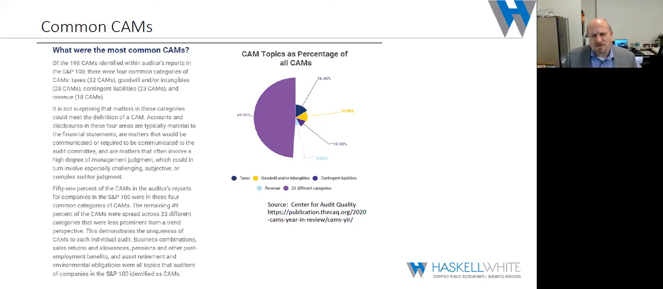And a lot of that has to do with some of the major changes in tax laws over the past couple of years. Goodwill and intangibles, again, with valuations, potential for impairments, contingent liabilities, which can run the gamut from litigation to other things, what kind of estimates and judgments would be in there. And of course, our old friend revenue recognition would make the list.